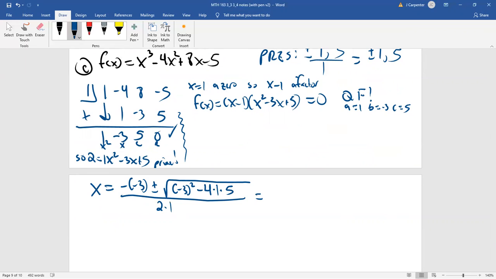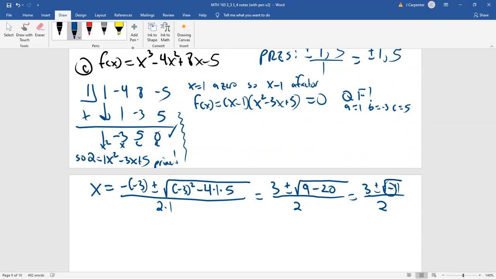Arithmetic, arithmetic, arithmetic. Negative negative 3 is positive 3, plus or minus square root. Negative 3 squared is positive 9. 4 times 1 times 5 is 20, so that's minus 20, all over 2. 9 minus 20 is negative 11, so that's 3 plus or minus square root of negative 11, all over 2. And we don't know the square root of negative 11 exactly, because we don't know the square root of 11. We can't break up 11 because it's prime, so we can't even do that 4 times 5 business like a previous example. But we can do one little thing.